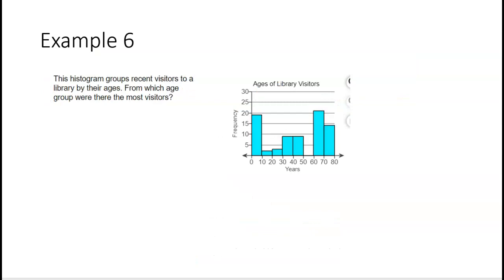Let's look at an example here. The histogram groups recent visitors to a library by their ages. From which age group were there the most visitors? The tallest bar in the histogram, I'm going to say this one right here. And that interval relates to 60 to 70 years old.